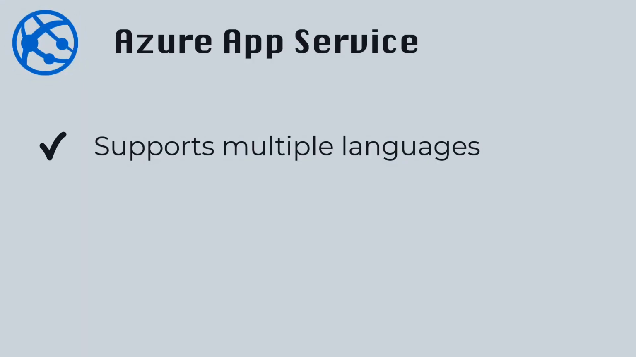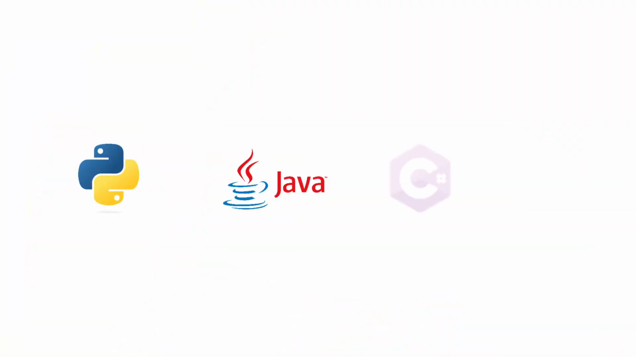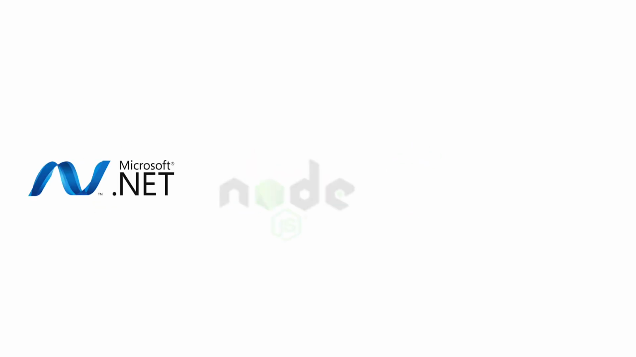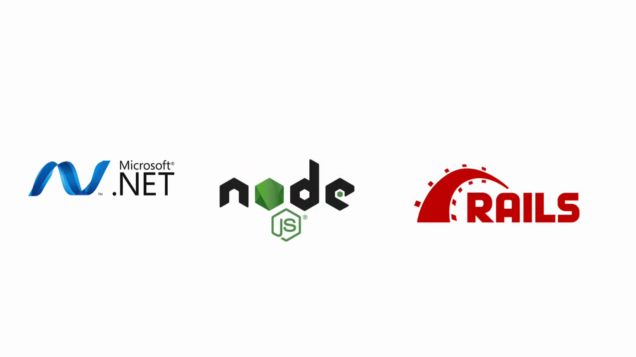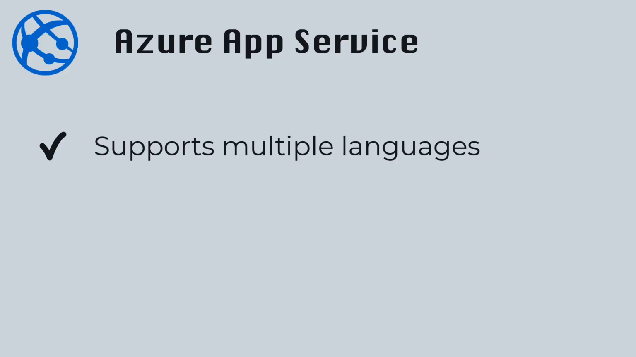First is multiple languages. Azure App Service supports multiple programming languages and frameworks. This means that the Azure App Service platform is capable of working with a variety of different programming languages like Python, Java, or C#, and frameworks such as .NET, Node.js, or Ruby on Rails. This flexibility allows developers to choose the language and tools that they are most comfortable with.